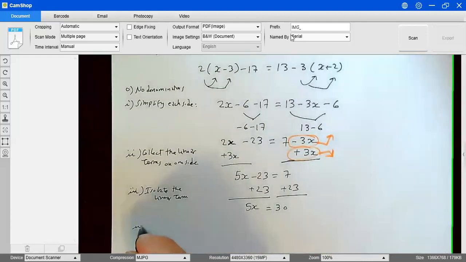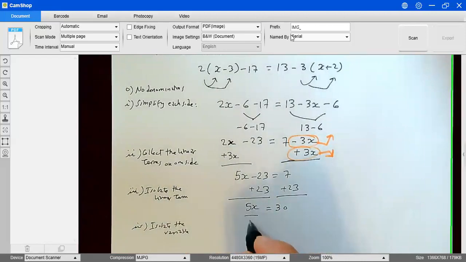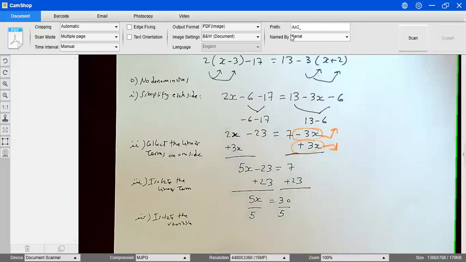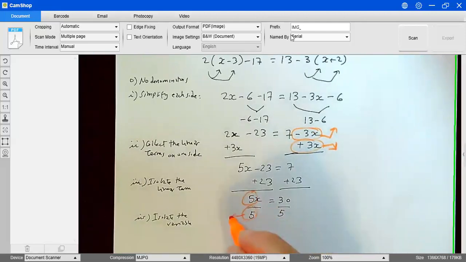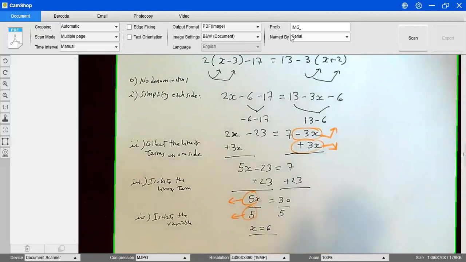Finally, to get the solution, I'm going to isolate the variable now. Only the variable, meaning that we need to remove the coefficient. The coefficient is 5, so we need to divide by 5 to be able to remove the coefficient. So I'm going to end up with x equals 6. So now I'm going to do the testing.